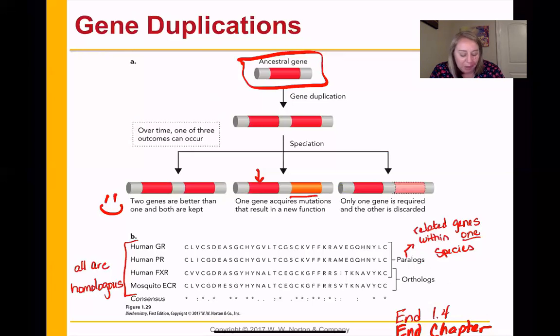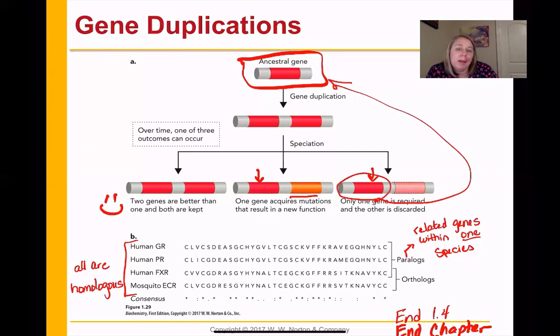That's great. The third option is that only 1 gene is required, and the gene does not acquire mutations that change its function and therefore is lost. And so you go back to the original of only having 1. So you look just like the ancestral again. So those are 3 different things that can happen.